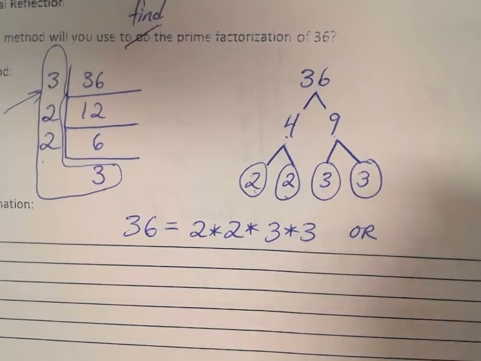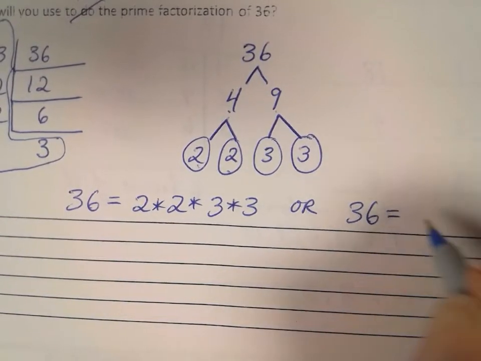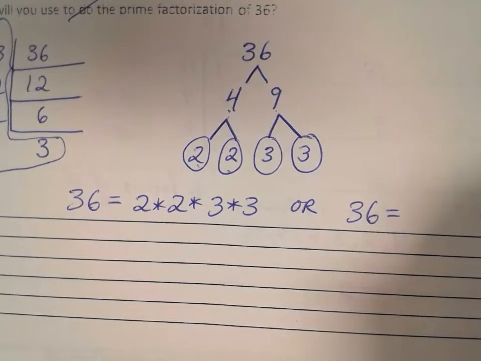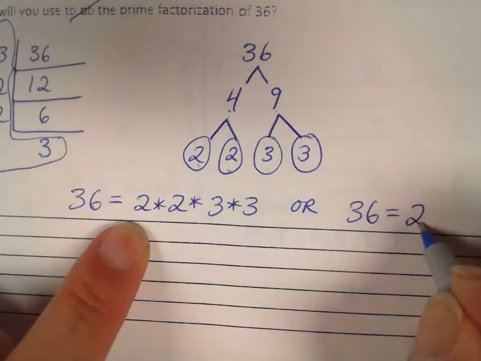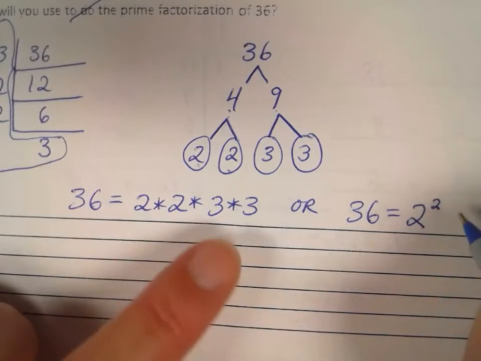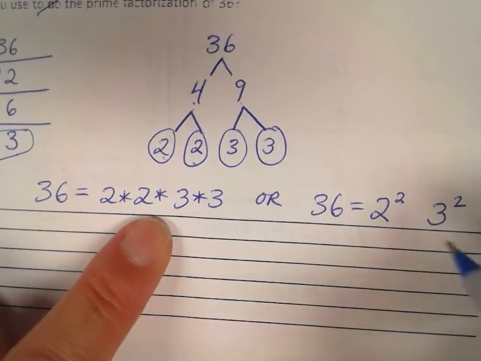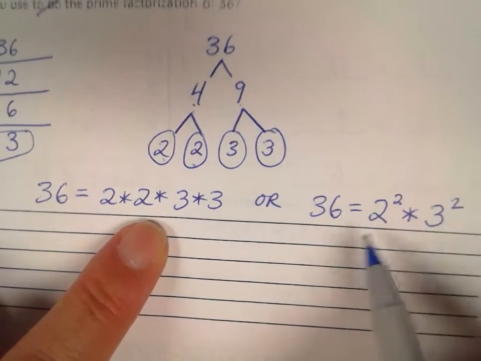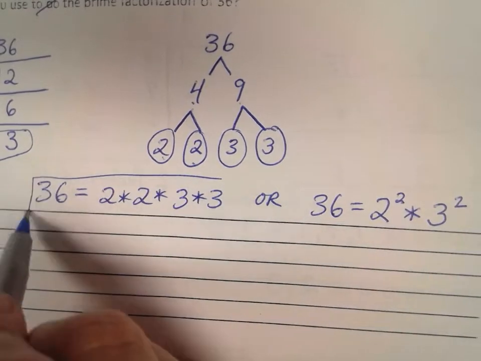What if some of you like that idea of exponential form? You could show me another way of indicating your factorization. You could say there are 2's, how many? 2 of them. You could say there are 3's, how many of them? 2 of them. This is considered a prime factorization using exponential form. So both of these are good answers. They both are true.